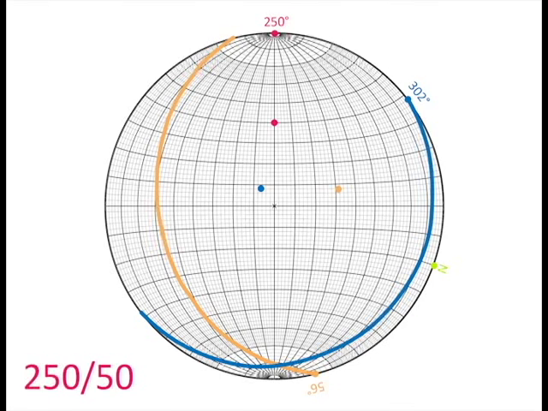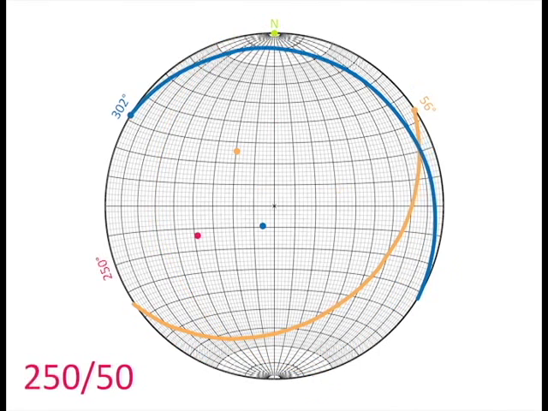In this position, count down 50 degrees from the 250 mark, unlike the strike dip where you count in from the right. Place a dot. This is the trend plunge point. Spin the transparency back so the north mark is in the north position.